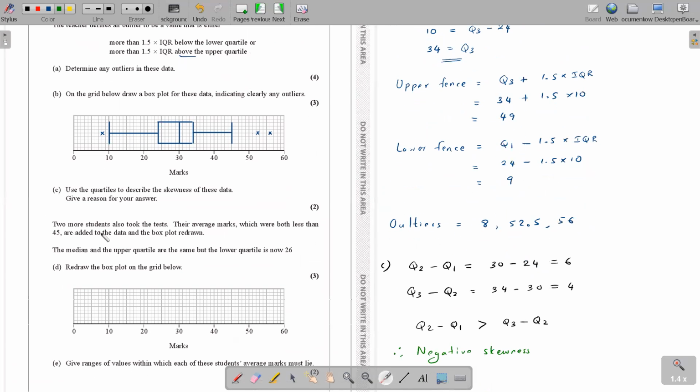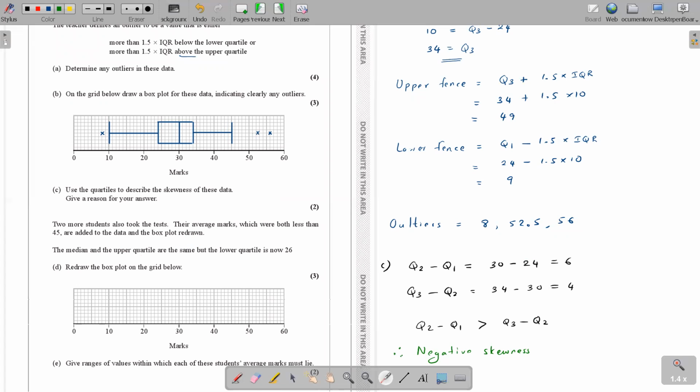Now 2 more extra students also took the test. The average marks which were both less than 45. Okay, so the average marks are both less than 45. So that means it comes inside the data set, right? They are added to the data and the box plot redrawn.